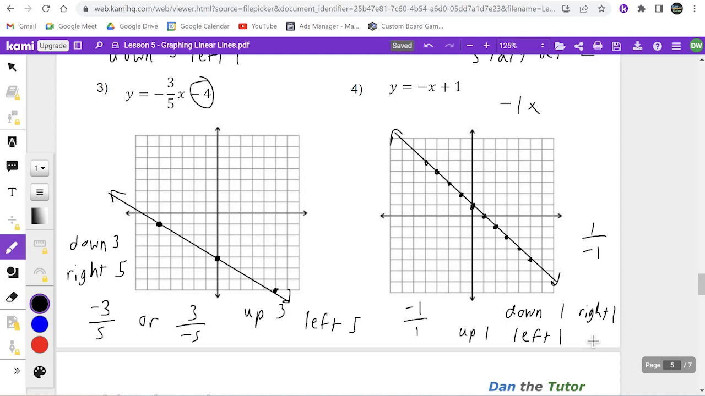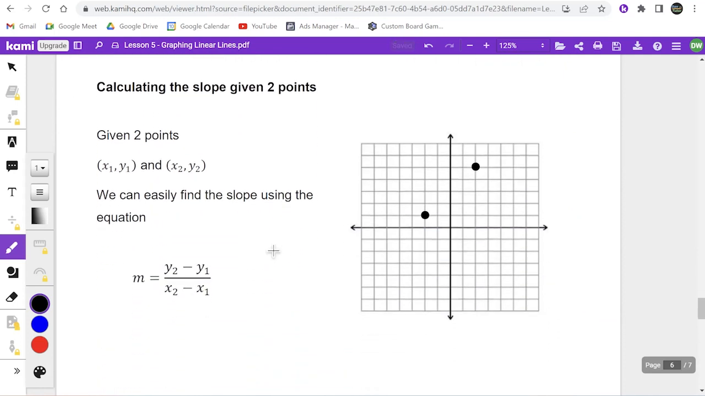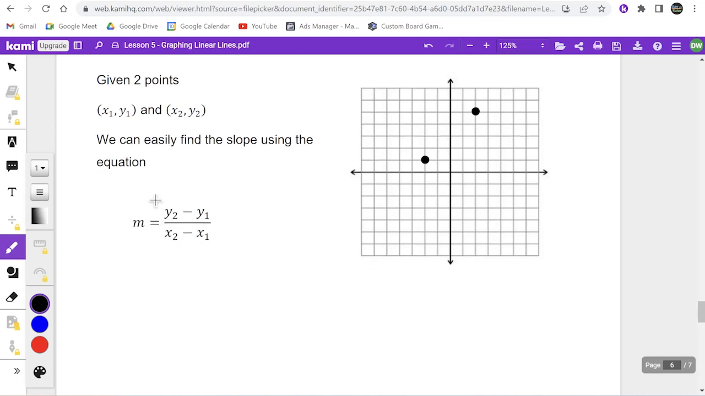Now, hopefully that's making sense, because for the last topic of today, we're going to be talking about how to calculate the slope given 2 points. So this right here is probably the most famous formula from Algebra 1, besides y equals mx plus b. It's m equals y2 minus y1 over x2 minus x1.